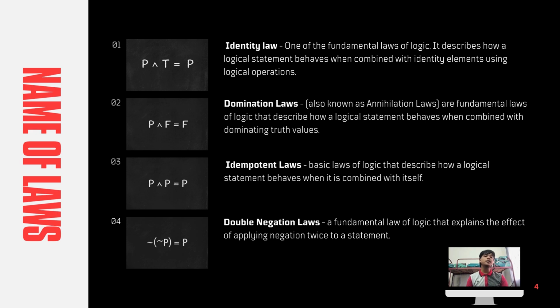Next is the idempotent law. This law happens when we combine a statement with itself. For example, P and P equals P, P or P also equals P. So, repeating the same value does not change the result. In addition, the double negation law. This law means when we negate a statement twice, we get back the original. Not not P equals P. For example, if P equals true, then not P is false, and not not P is true.